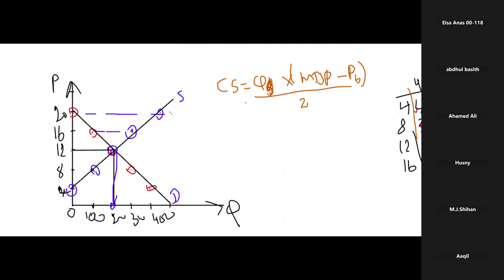Consumer surplus, if you take it, don't forget again, I'm highlighting QD: consumers in the QD, maximum demand price minus buyer's price, over 2. Right. Now listen.